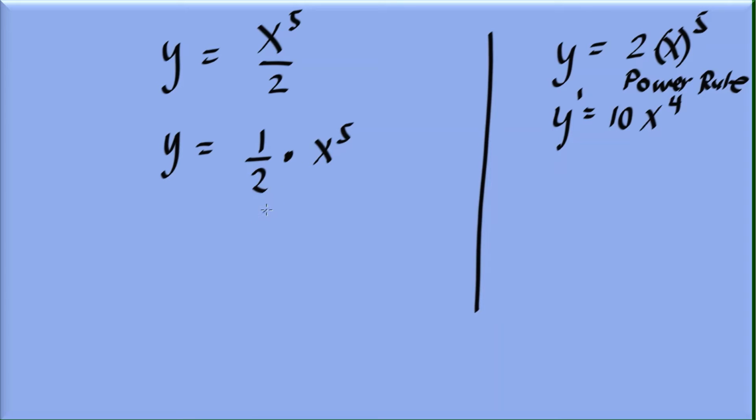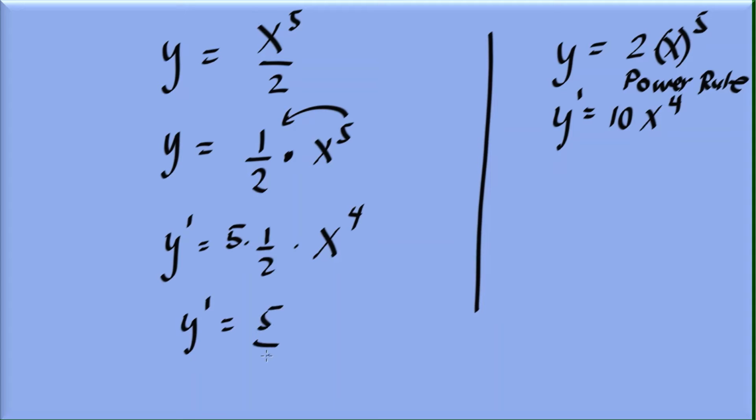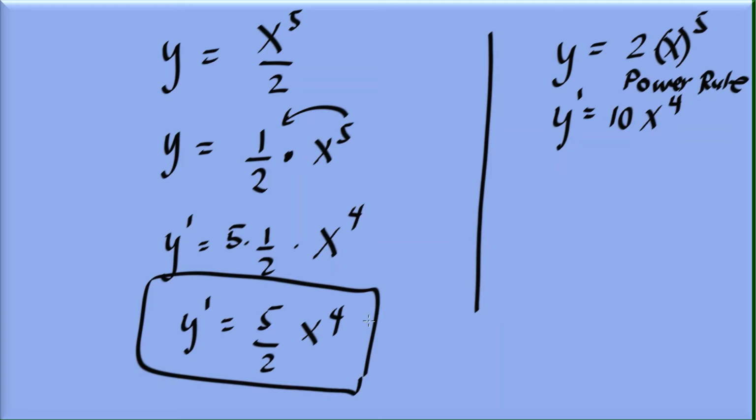So now it's a power rule question. So you multiply 5 and 1 half, which is 5 halves, and then x raised to 5 minus 1, or 4. So that's 5 over 2, x to the 4th. Okay, so again, bypass the quotient rule if the numerator or denominator is a constant.